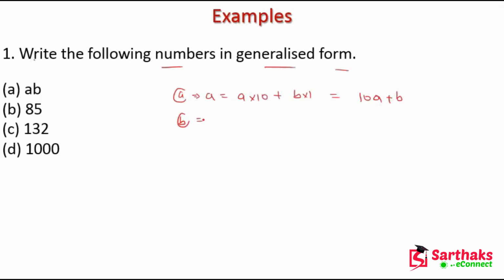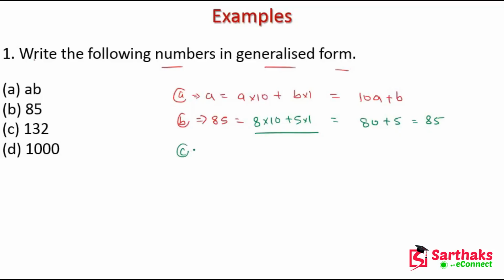Now next we have 85. This is again a 2-digit number. So we can write 8 into 10 plus 5 into 1. Here we can check by the reverse process. So this is 80 plus 5. If we add, we get 85. So this is the generalized form.